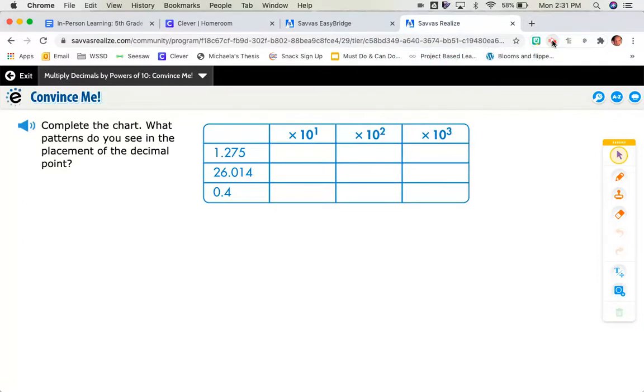Look at the bottom of page 166. The directions say complete the chart. What pattern do you see in the placement of the decimal point? I want you to fill out each of these boxes by multiplying each number by 10 to the first power, 10 to the second power, and 10 to the third power. And then in one sentence, try to tell me the pattern that you see in the placement of the decimal point. In other words, what happens to the decimal point when you're multiplying by a power of 10? When you're done, you can turn the video back on because I will have the answers in the boxes for you to check. But for now, pause the video.